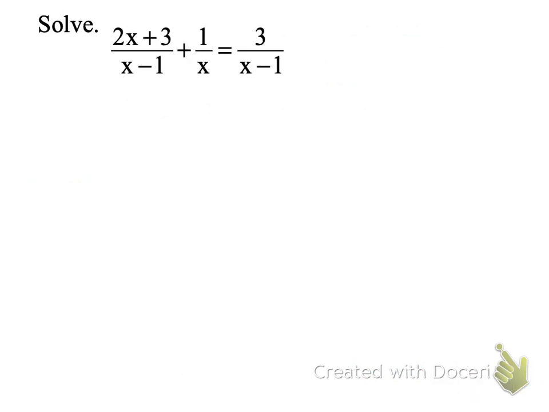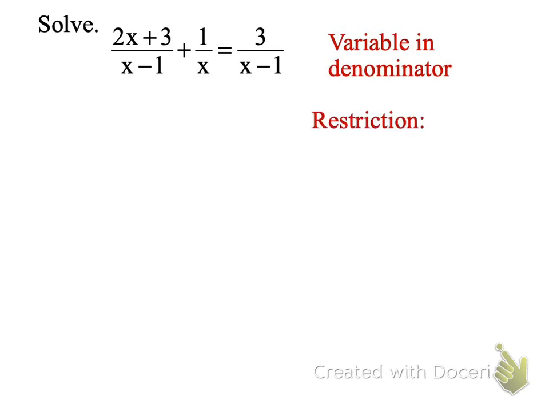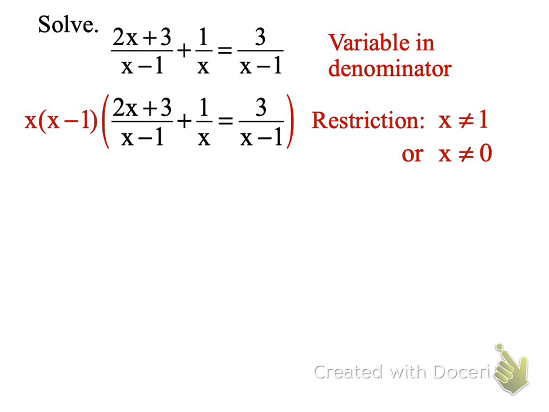All right, let's go. One more. 2 more, I think we have. 2 more. Ready? Go. Restrictions are 1 and what? 0. What's my GCF? My least common denominator, sorry. X times x minus 1. Okay, go.